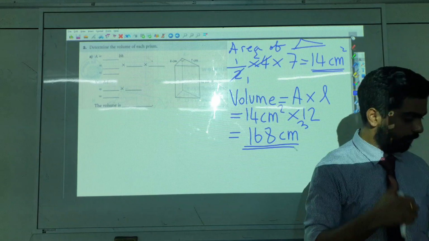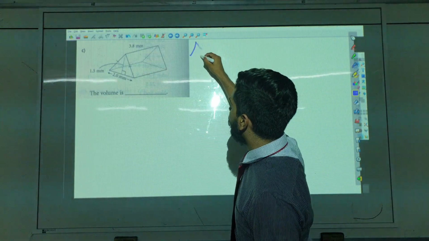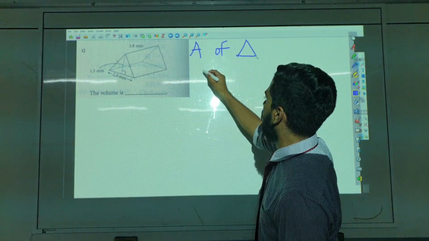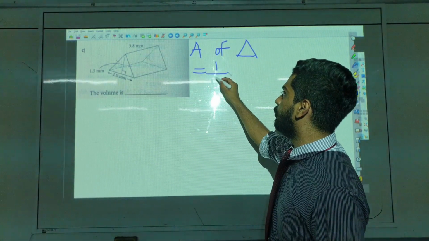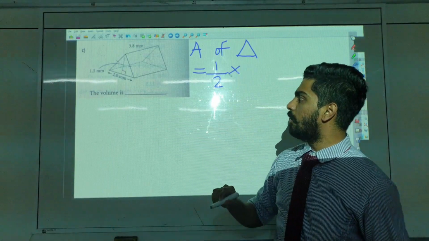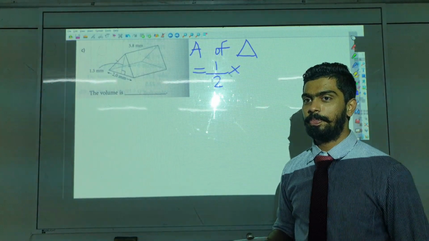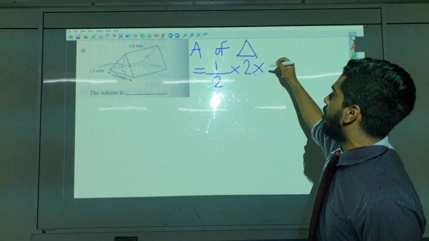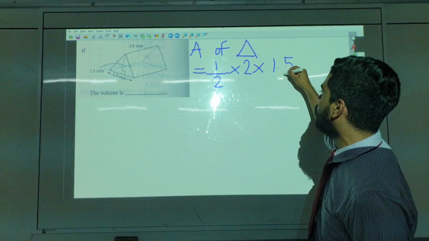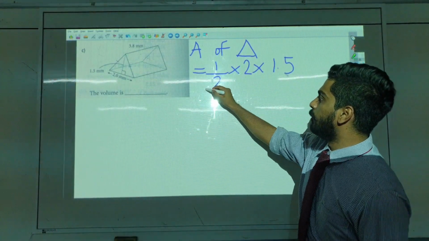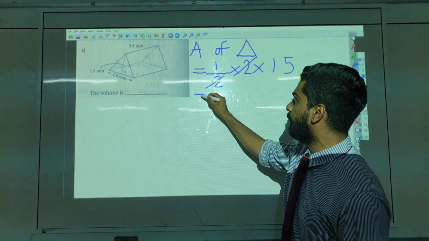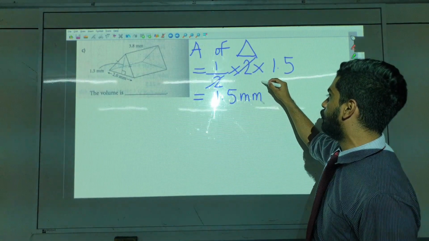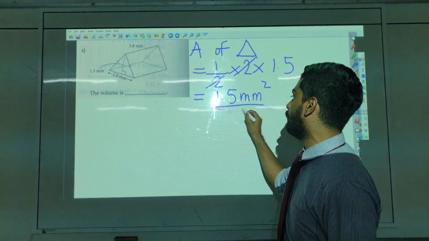The end. Next question. Area of triangle is 1 over 2 multiplied. Melissa, what's the base? 2. So we have 2 multiplied by the height. The height is 1.5. What can simplify? 2 and 2 can simplify, which would leave us with 1.5 millimeters square. That is the area of the triangle.